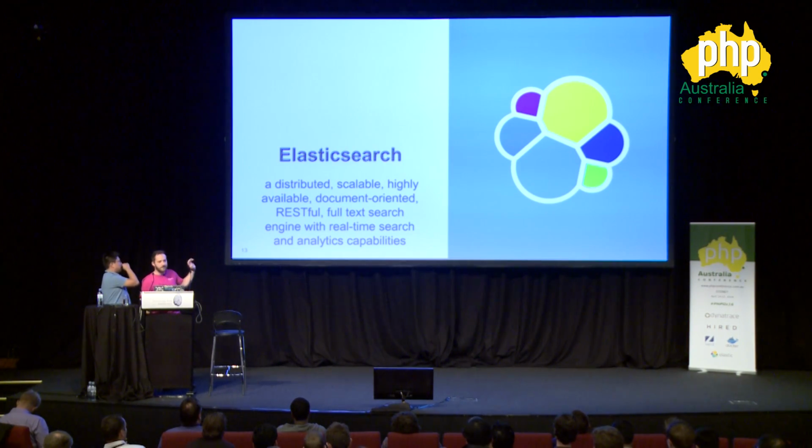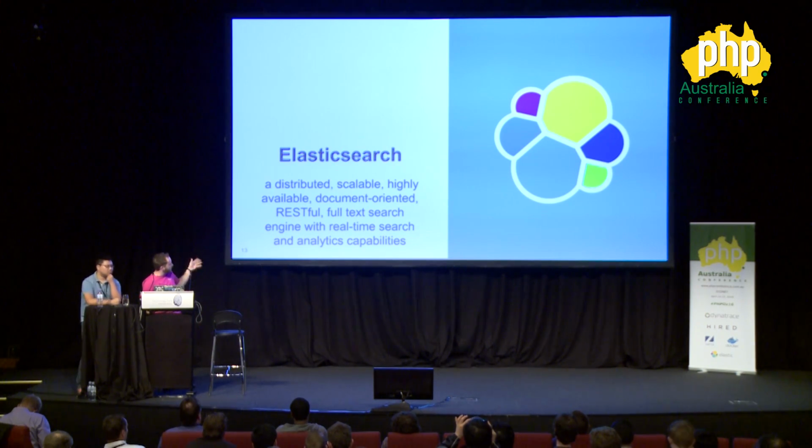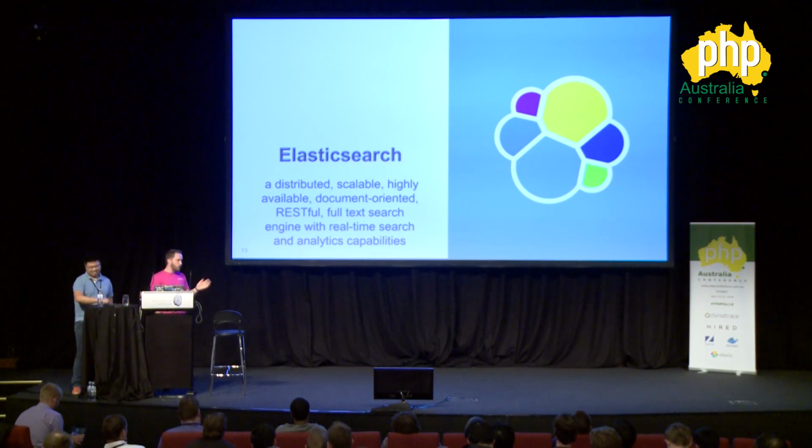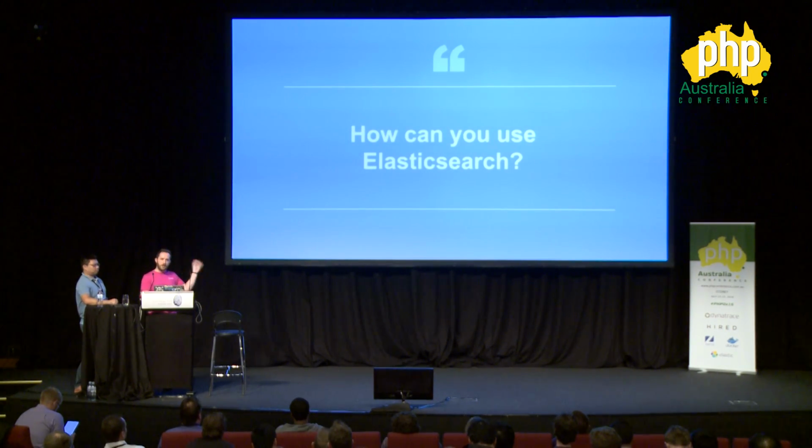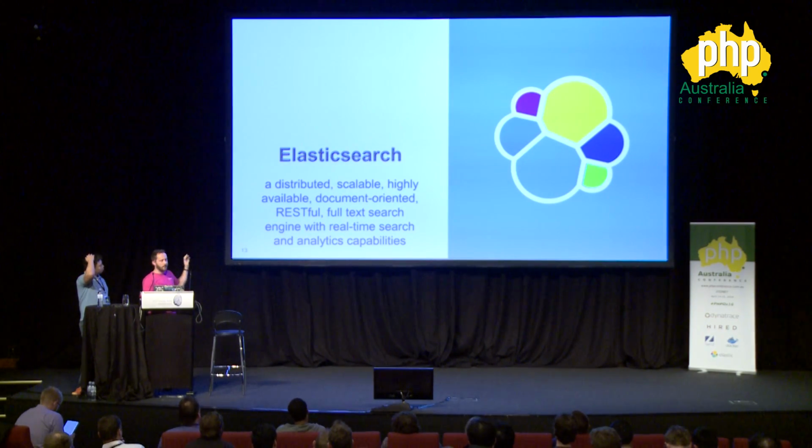It is a lot of words, and it's a lot of big words, maybe. A distributed, scalable, highly available, document-oriented, RESTful, full-text search engine with real-time search and analytics capabilities. Whew! Now, that seems like a lot of stuff there, and hopefully in the next couple of slides, we can find out how you can use Elasticsearch, and that might make some of that jargon a little bit more clear.